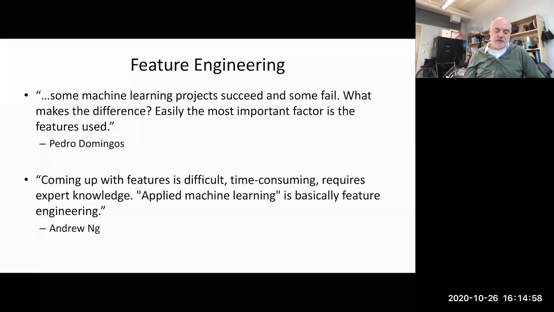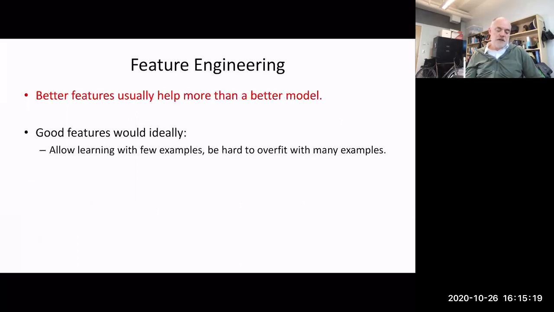Some machine learning projects succeed and some fail. What makes a difference? Easily the most important factor is the features used. This is a quote from Pedro Domingos, pretty serious machine learning guy. And Andrew Ng says, coming up with features is difficult, time consuming, requires expert knowledge. Applied machine learning is basically feature engineering, okay? And you should be getting a sense of this at this point, right?